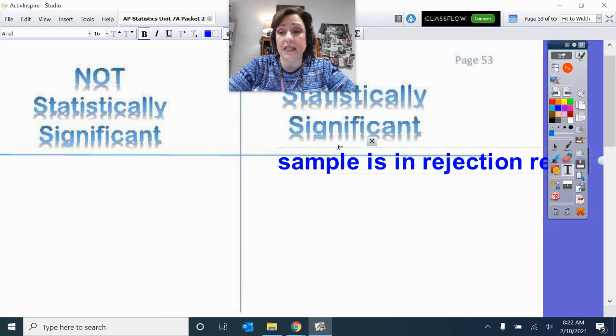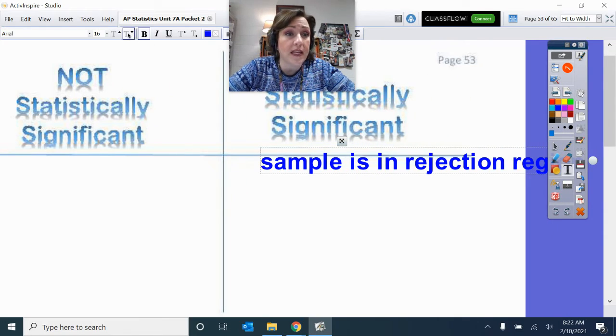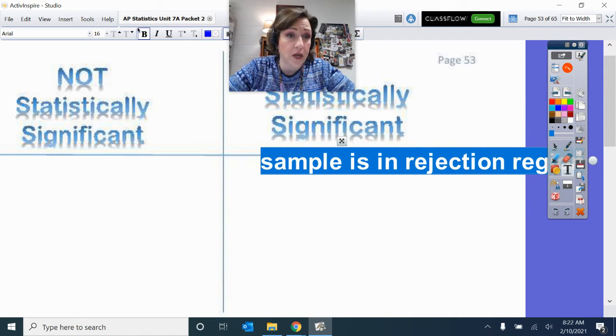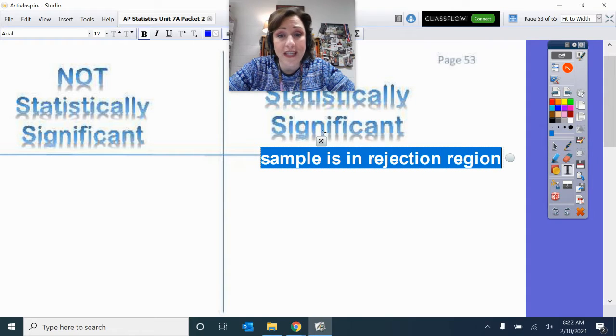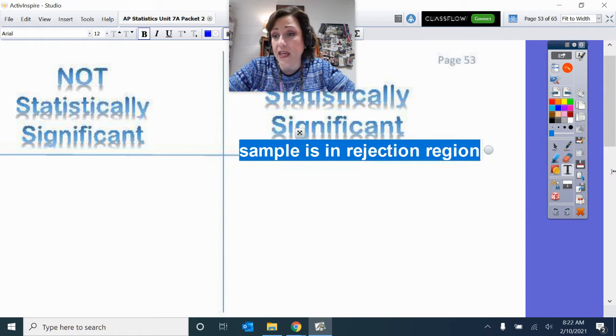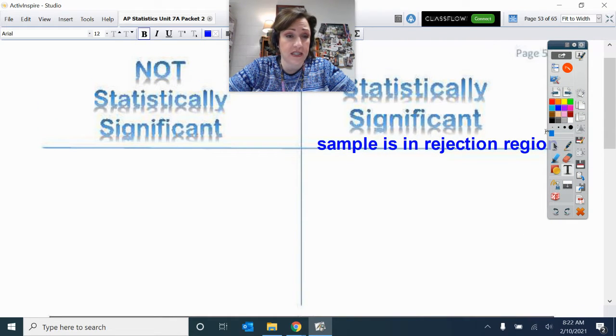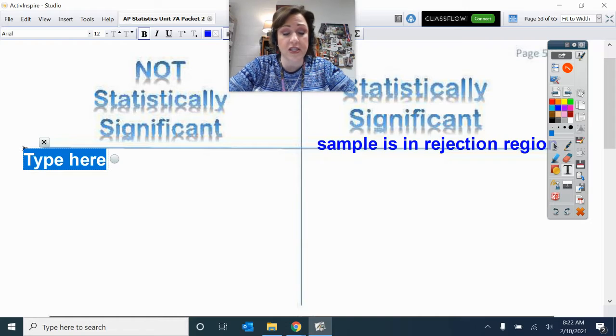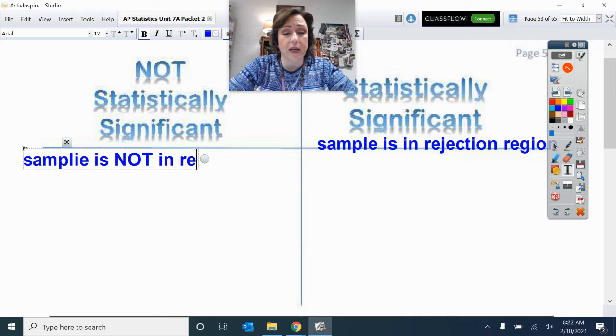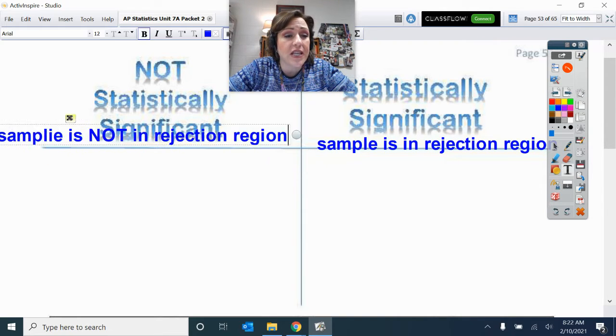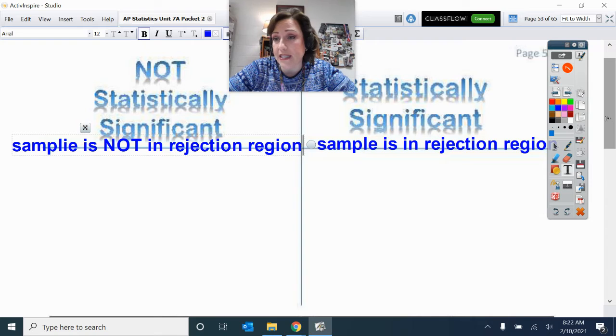Okay, we have a statistically significant sample that is in the rejection region because it was very unusual. That leads us to a lot of different things based on that idea. And of course, if it is not statistically significant, then our sample is not in the rejection region. This all goes along also with your relationship to alpha, which we'll talk about. So there are the basics to keep in mind.